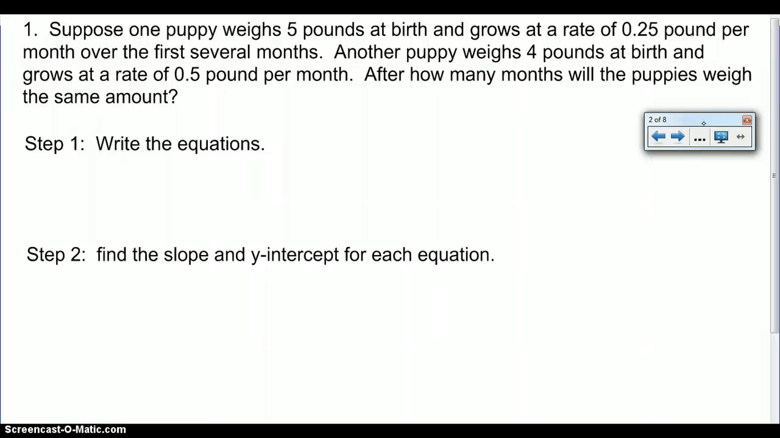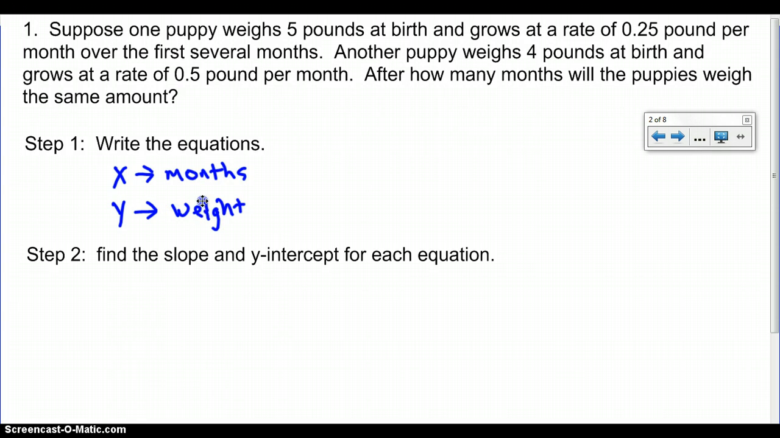First things first, let's write the equation. Now, when we write equations, we need to make sure we understand what our variables stand for. So I'm going to say that X represents the age in months of the puppy. That's the thing that's changing, our independent variable, where Y would be the weight. So the puppy's weight is going to be determined by its age.